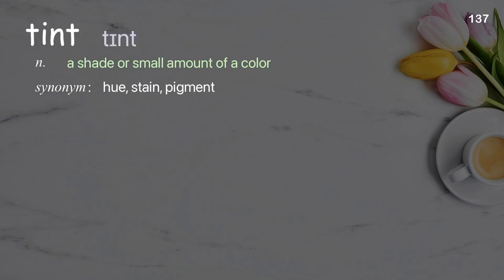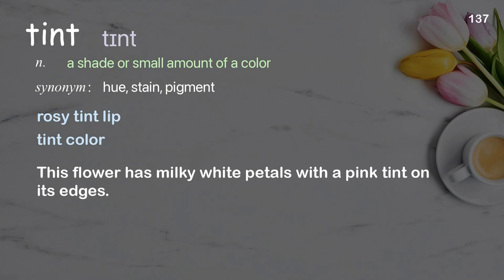Tint. A shade or small amount of a color. Examples. Rosy tint lip. Tint color. This flower has milky white petals with a pink tint on its edges.